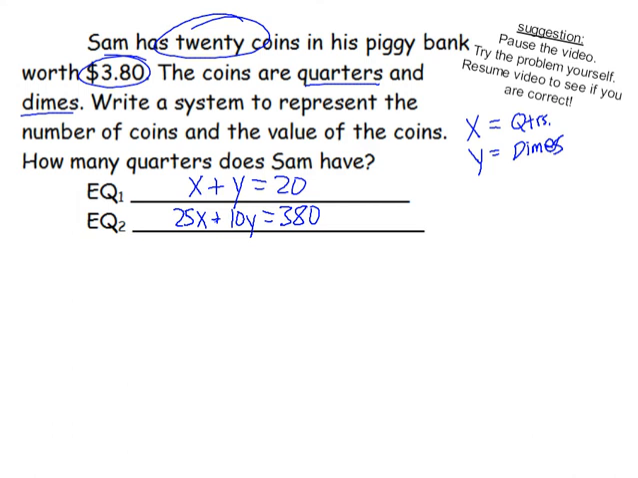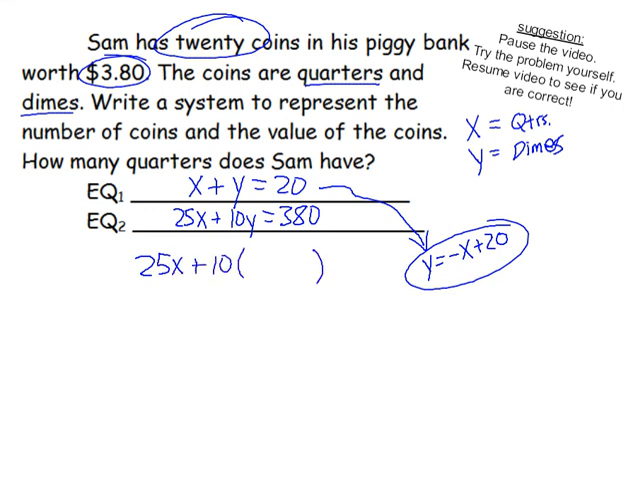All right, now let's do a little substitution. Earlier we did the elimination method. See which one you think is easier. y equals negative x plus 20. I rewrote that first equation into a y equals form so that I can use substitution. I subtracted x from both sides. Now I'm going to rewrite the second equation, 25x plus 10y, but instead of y, I'm going to put what we said y was equal to, which is negative x plus 20, and then continue the equation, equals 380. So you see how I did a little substitution there.